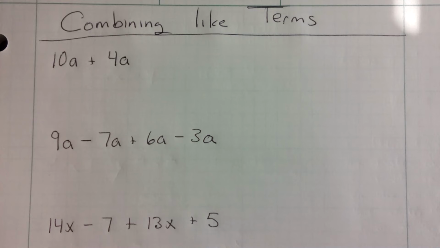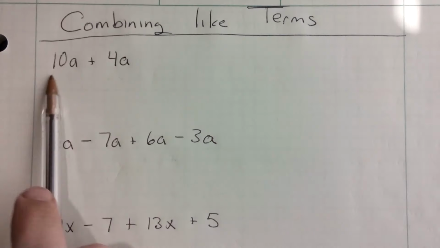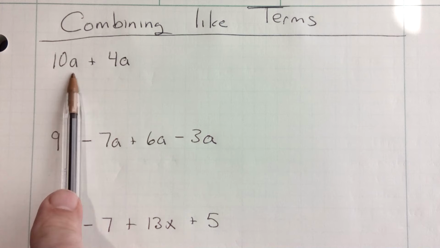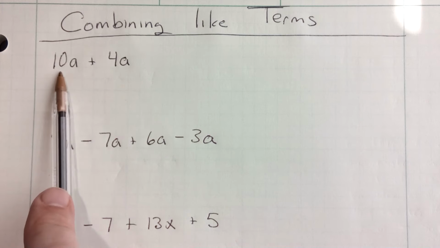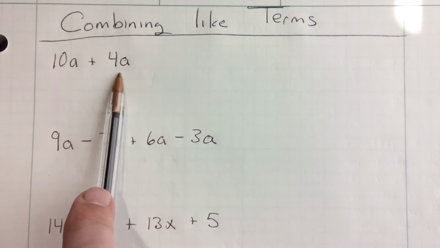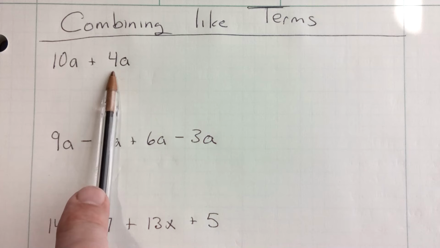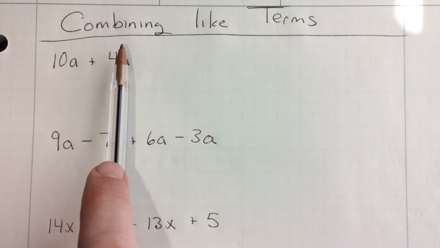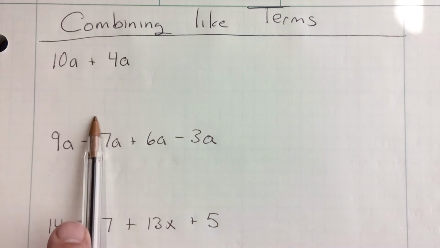Last lesson, we learned about terms of an expression and their coefficients. For instance, as a reminder, this would be a two-term expression. The coefficient of the first term is 10, and the coefficient of the second term is 4. In this lesson, we're going to learn to add or combine like terms if they are like terms.